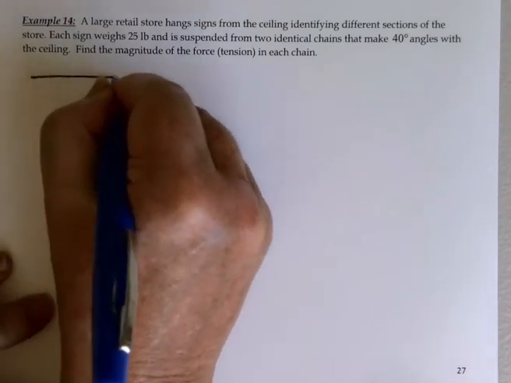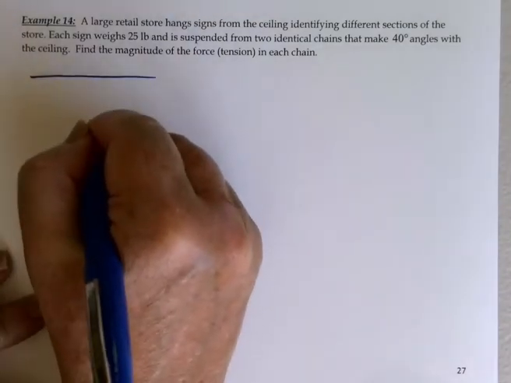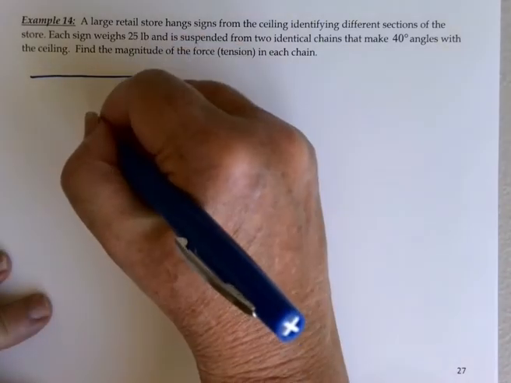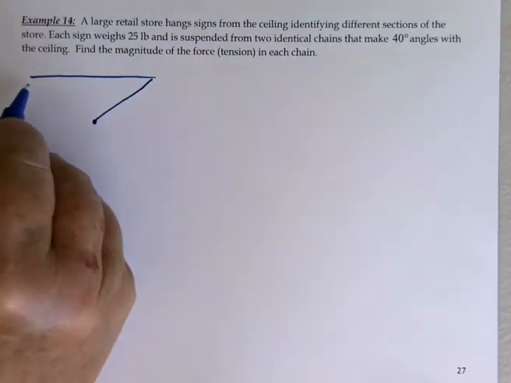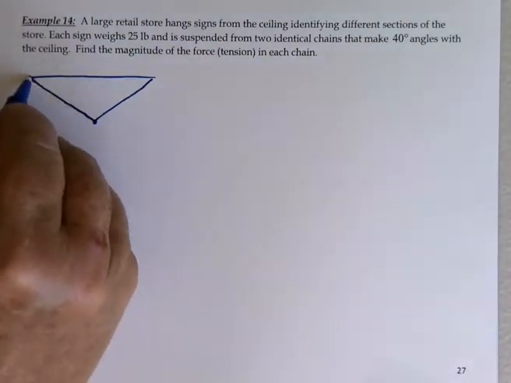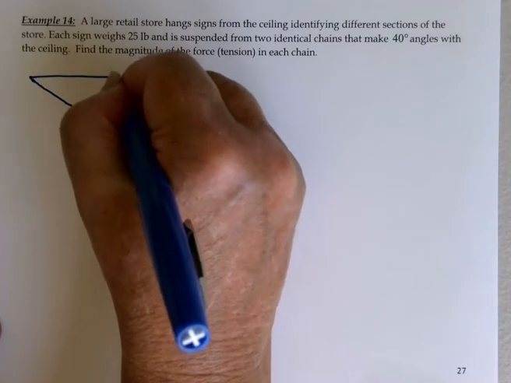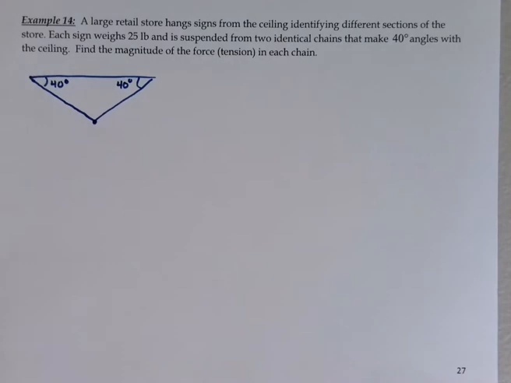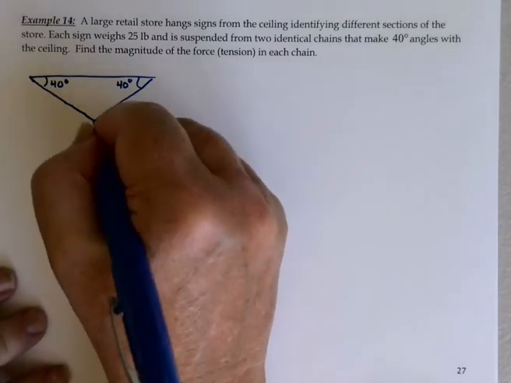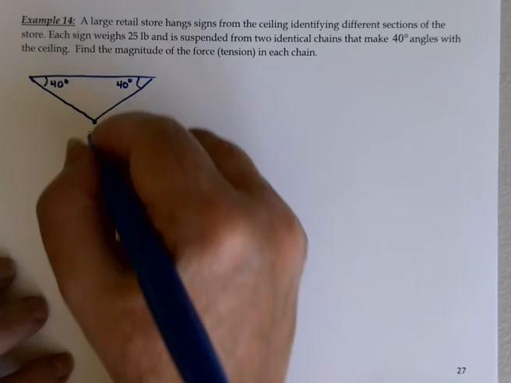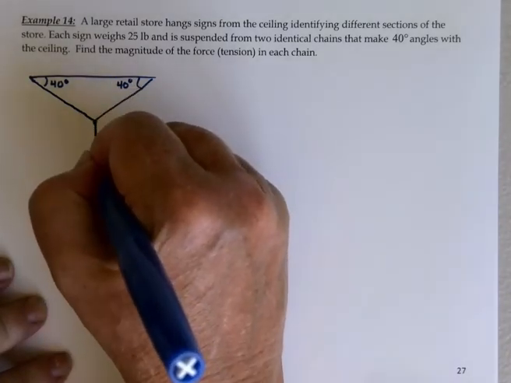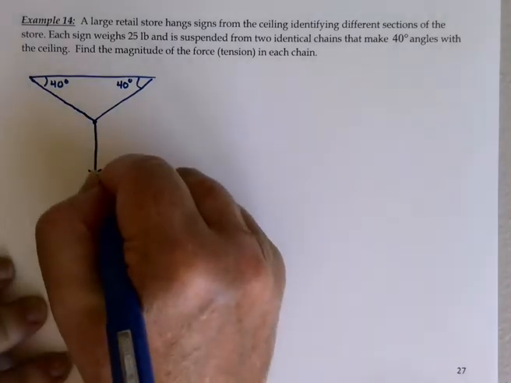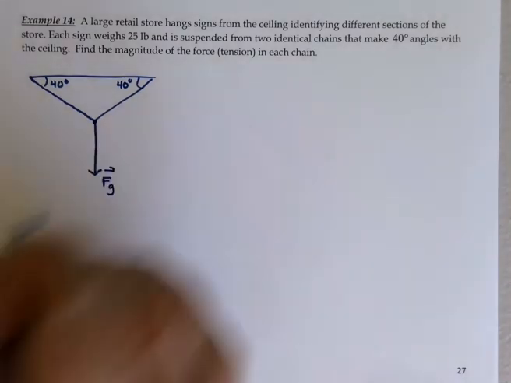We've got the ceiling, and then we've got the sign, which I'm just going to represent as a point hanging from the ceiling. And here's the two chains. And these are 40-degree angles. We know that the force of gravity is going to pull down on this object, on this sign. So this is my FG, force of gravity.